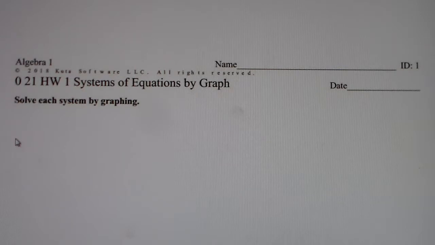Hi, ladies and gentlemen, this is O21 HW1 Systems of Equations by the Graph. So we're going to be graphing systems, and we're going to try to find the solution to our system by graphing. Now the solution to our system is always going to be a coordinate, meaning one x value, one y value. And that's when the two lines cross. So wherever the two lines cross on our graph is the solution that we're looking for.